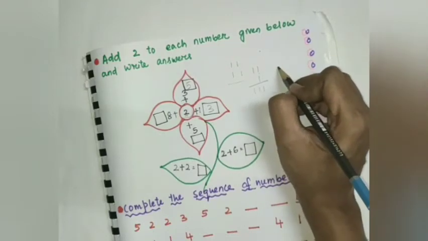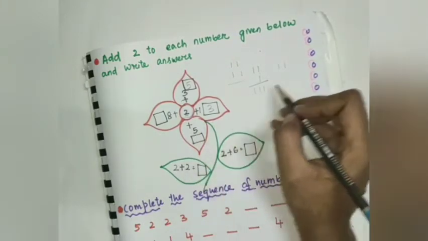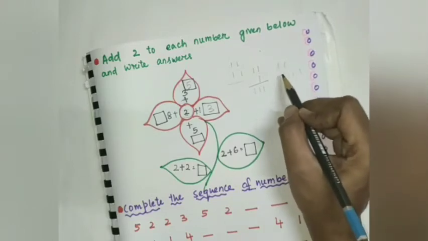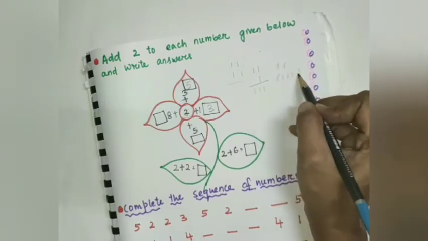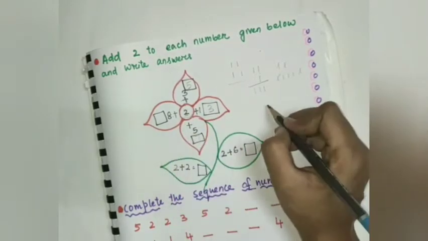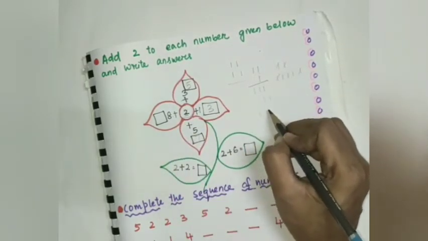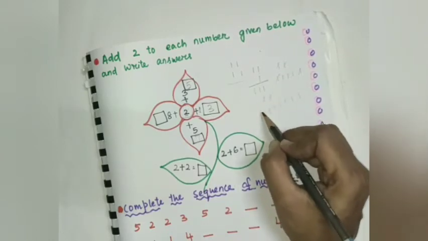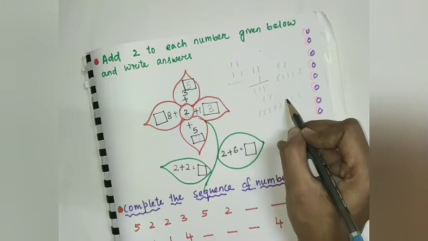Then 2 plus 5: 1 2, 1 2 3 4 5. Then 1 2 3 4. We're cutting one by one. 1 2 3 4 5 6 and 7. In this way it's easy to do the addition parts. Okay, then 2 plus 6. First we'll draw small lines. Then we'll cut them by counting.